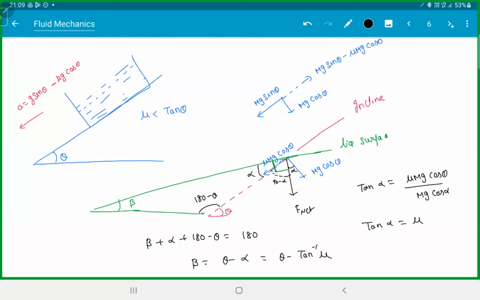Check. If you see, the only concept I used is that the liquid surface is perpendicular to F net. That was it. After that, it is all geometry. Please check the angles properly.